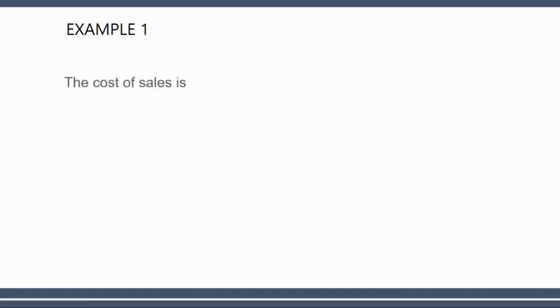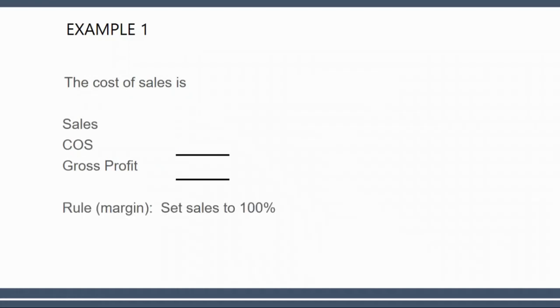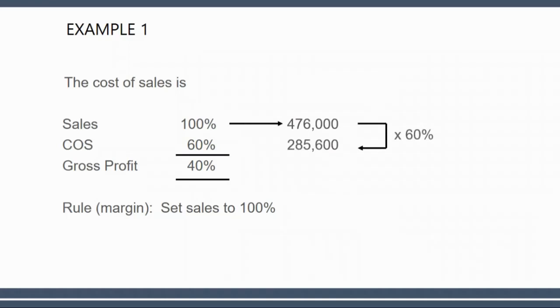So you go back to your rule, sales, cost of sales. Because this is an example of margin, I would say that sales is 100% and my profit is 40%. Therefore, cost should be 60%. And this 100% is equal to 476,000. And therefore, the cost would be multiplied by 60%. Answer should be 285,600. It's very simple. Simple mathematics. Let's do one more example.